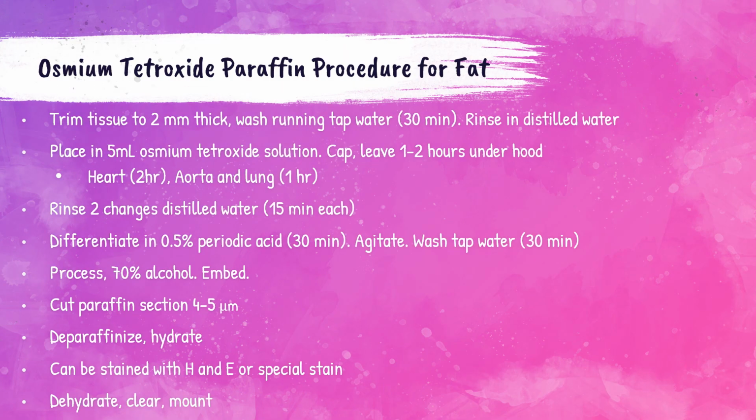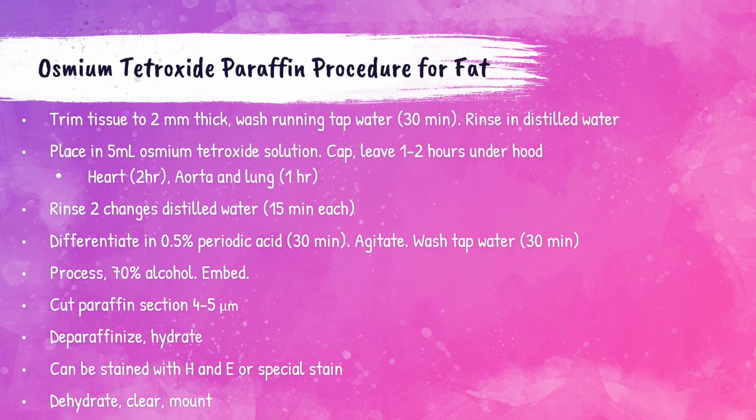To be prepared using the osmium tetroxide paraffin procedure, trim the tissue to 2 millimeters thick and wash it in running tap water for 30 minutes. It then needs to be rinsed in distilled water. The tissue should then be placed in 5 milliliters of osmium tetroxide solution in a container with a cap. Cap the container, then leave for 1 to 2 hours under the hood.